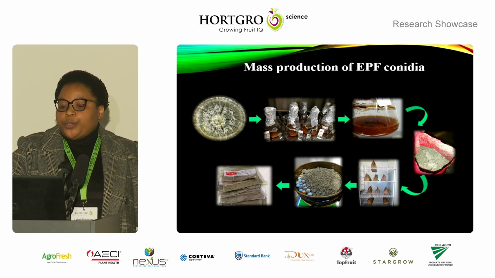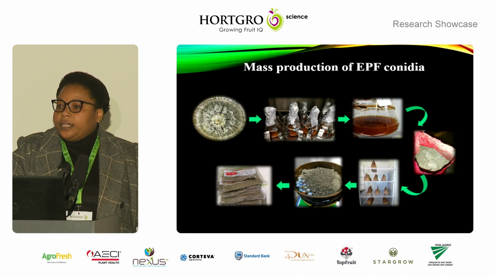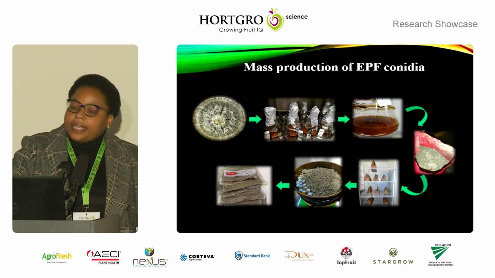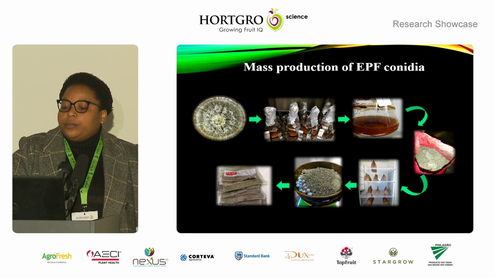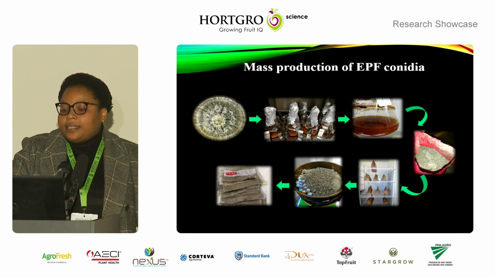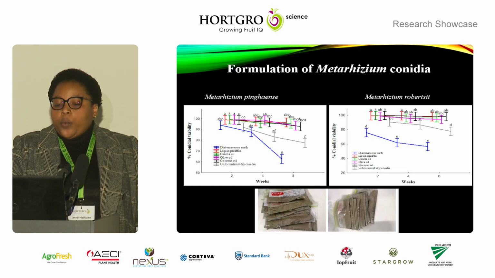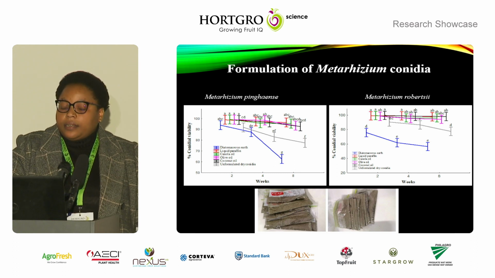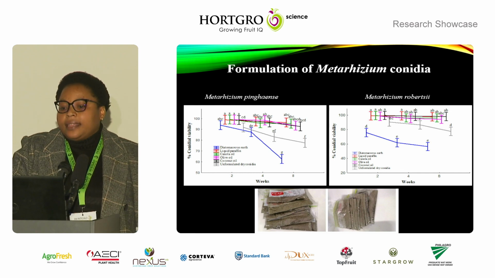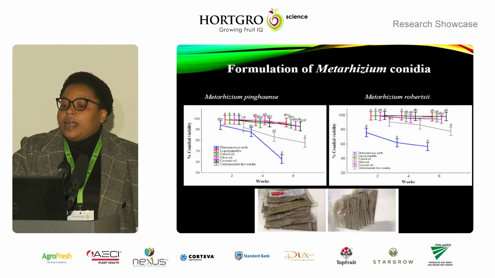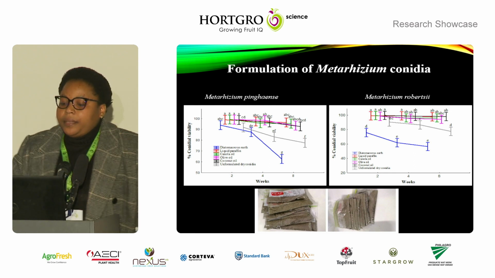This diagram shows the mass production process that we developed, where we were mass producing the conidia of the two most effective isolates against this mealybug. We used the blastospores of the EPF isolates and rice as the substrate to mass culture the conidia. We further formulated the isolates using different oils, mainly vegetable oils and mineral oils, and also diatomaceous earth, to see if we can preserve the pathogenicity of the conidia over a certain period of time.